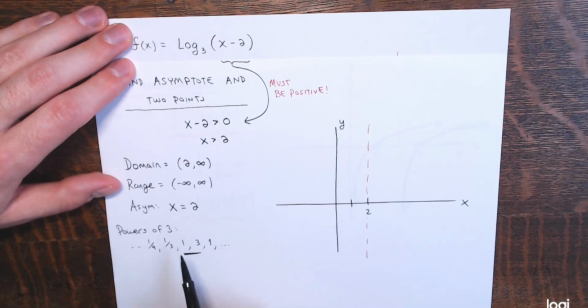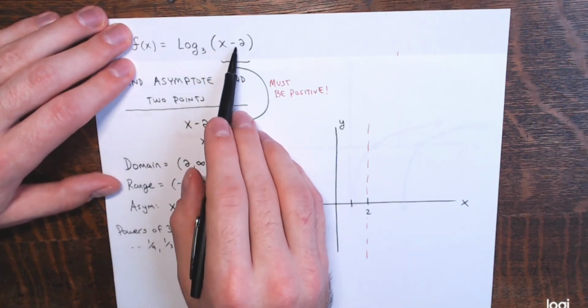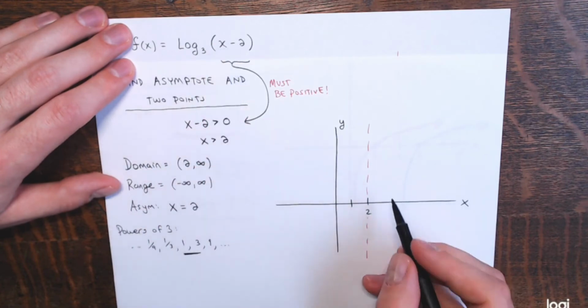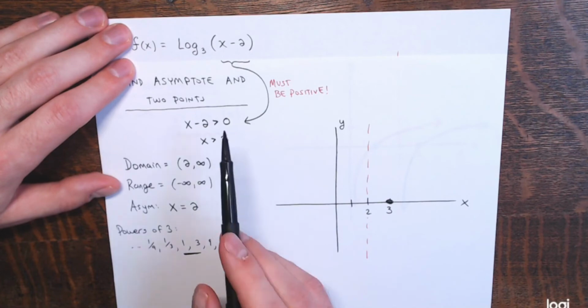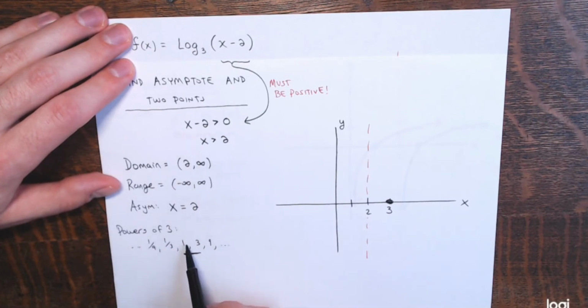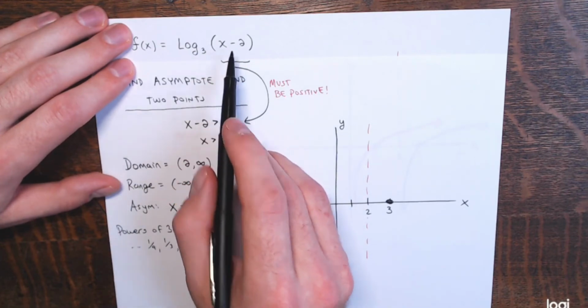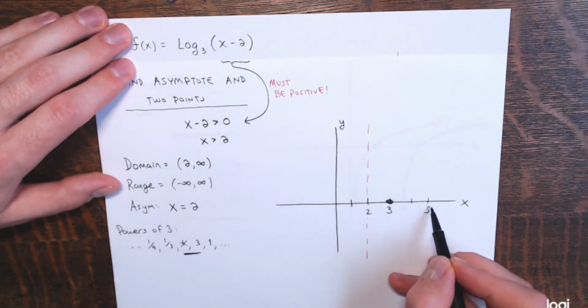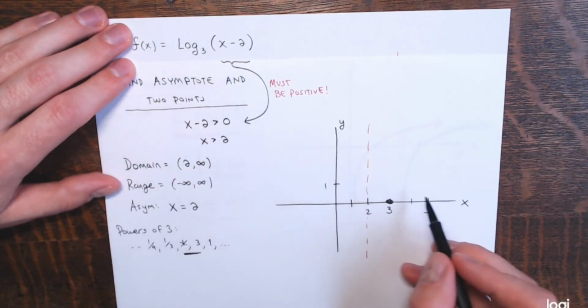If I plug in 3 for x, I'd get 1 inside here, right? The log base 3 of 1, which would be 0. So (3, 0) is on the graph. So that took care of 1. Now say I want 3 inside, I'd have to plug in 5 for x, right? 5 minus 2 is 3. And if I plug in 5 for x, you get the log base 3 of 3, which is 1. So the point (5, 1) would be on the graph.